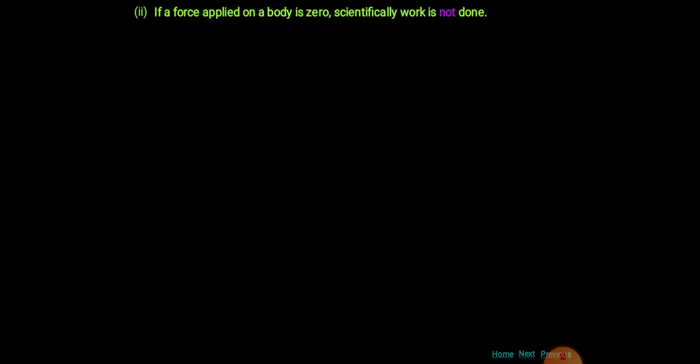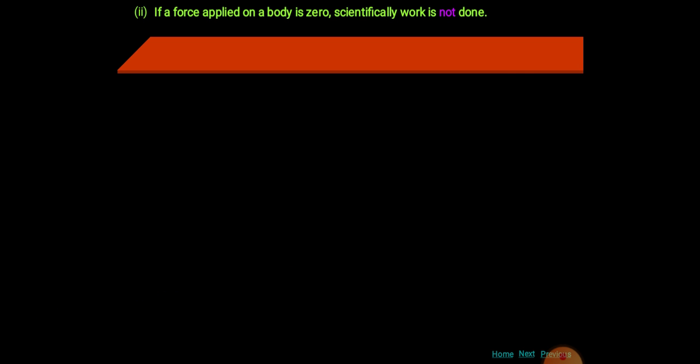If the force applied on a body is 0, scientifically the work is not done. Same like that, here we have taken one example. Here the friction is absent and the body is under uniform motion, but we are not applying any other force on the body. So what happens if we do not apply any force? If the force is 0, scientifically work is not done, because work is equal to force into displacement. If the force is 0, then the work is not done. So here you have to know, in this case the friction is absent and the body is under uniform motion.